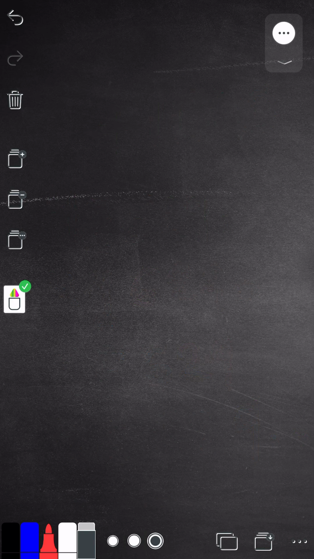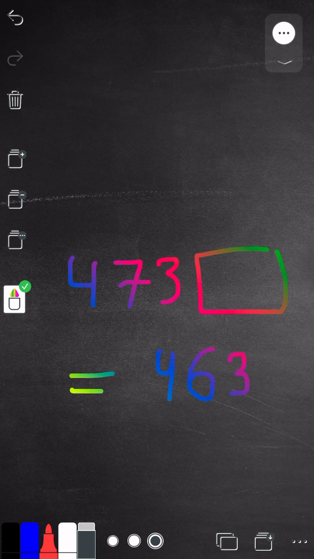All right, what about this number? 473, and here is a square. I don't know is it a subtraction or addition? And the answer is 463. What happened here? What has been changed? It's the tens. Look, the tens became less. How many less? 1 ten. So it's minus. Minus how many tens? Minus 1 ten. So it's minus 10.